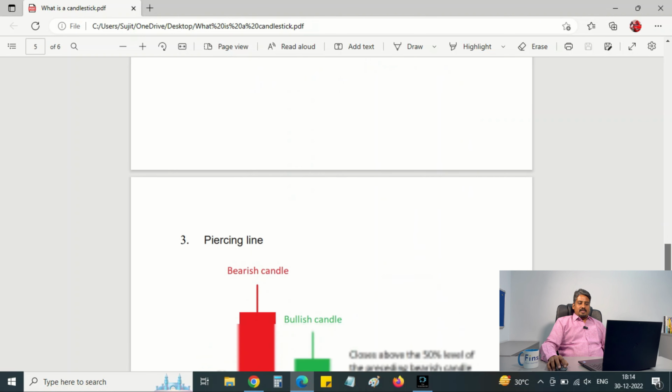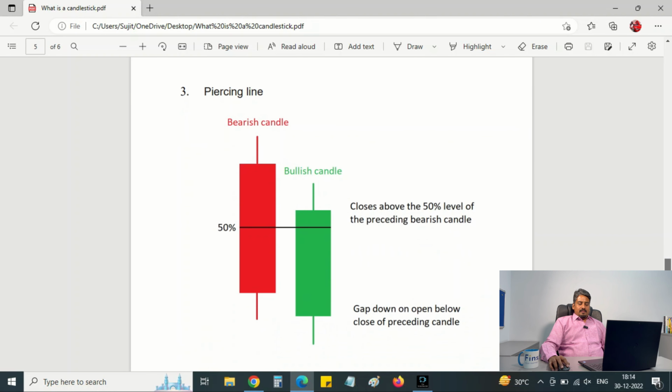Third one is the piercing line. Piercing line basically means that there will be a big red candle. On the next day there will be a gap down, correct, and post the gap down there will be good buying, and the price will close at least 50% above the previous candle, correct? So this is a piercing line candle. This again is an indication that the selling may have come to an end, and from here the uptrend can continue.